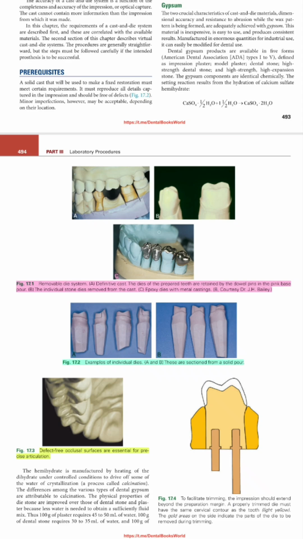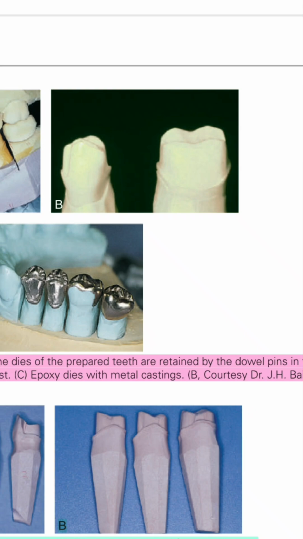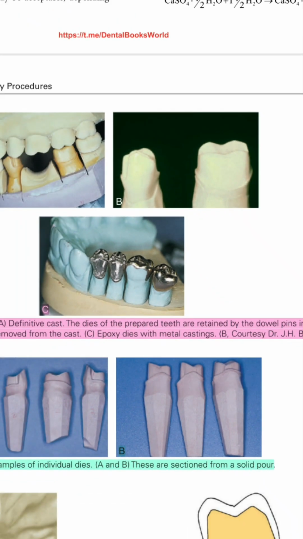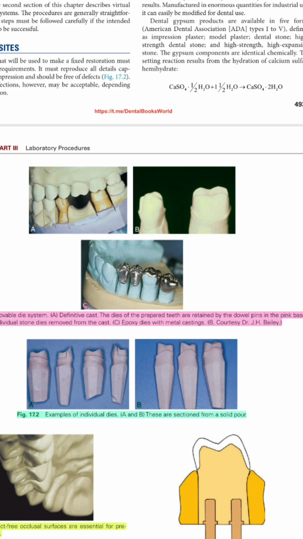When sectioning the die, it is important that we are able to see the finish line properly and do the appropriate margin design for the pontics and the abutments. There are several methods of dividing that we will see now. Also, we will discuss the improvements in the material and the recent advances in digital scanning.